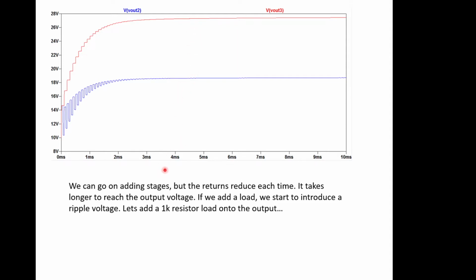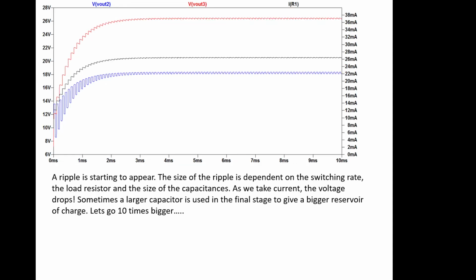And you can keep on adding stages to this kind of system, and you can get very, very high voltages. And as long as you don't take very much current out, it's all great. But if we add a load, and as we start to take some useful current out of this, we will start to introduce a ripple voltage into this point here. So let's add a 1K resistor load onto the output to do something useful and see what happens.